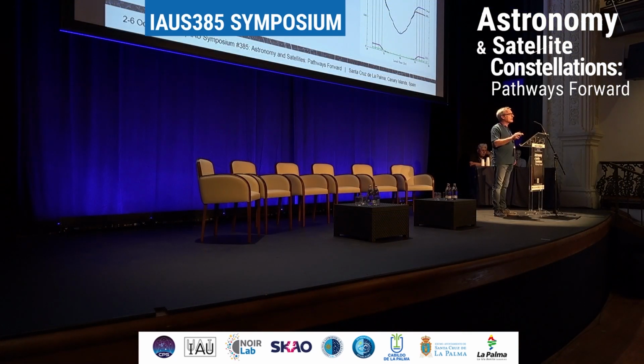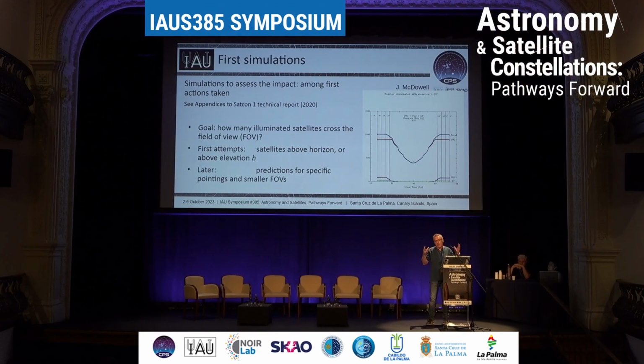Well, if you are interested in this, you may take a look at the appendices to the SATCON 1 technical report. There we set the basis for the first simulations we did to assess the impact of satellite constellations in astronomy. At the beginning, we started simply counting how many satellites are above the horizon or above a certain elevation. But later, we went deeper and we were able to simulate how many satellites are crossing the field of view at a specific pointing, at a specific elevation and azimuth, and with a specific definition of the satellite constellation, of course.